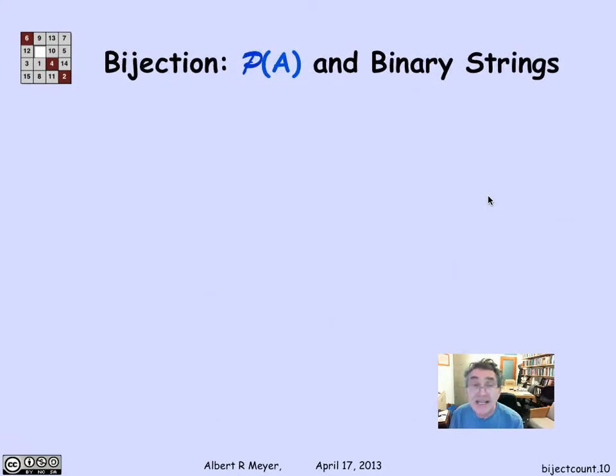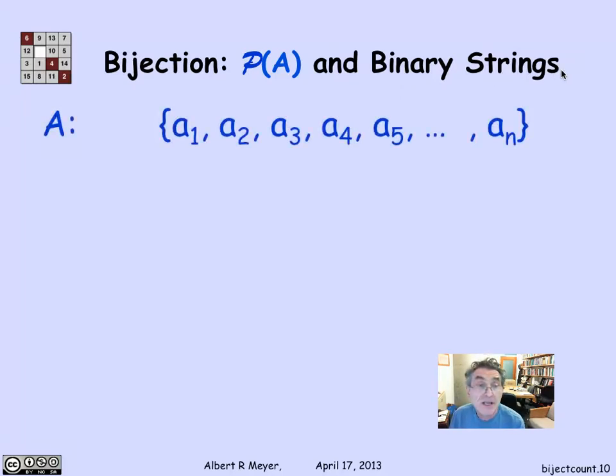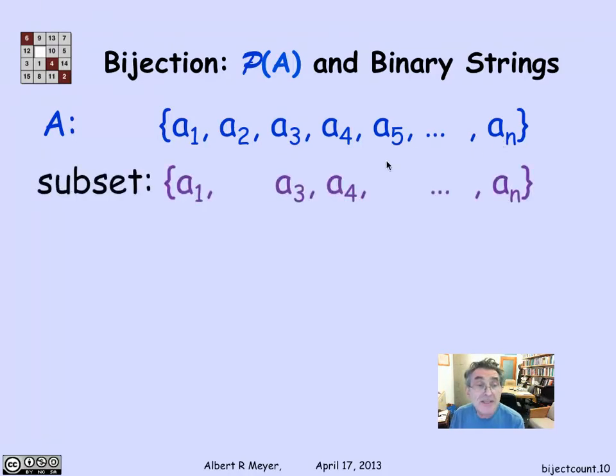Let's use an example of that, where I'm going to count the number of subsets of a set A by finding a bijection between the subsets of a set A and something that I do know how to count. In fact, we've already counted them, the binary strings of a given length. What's the bijection? Well, suppose that A is a set of n elements, call them A1 through An, and I have some arbitrary subset of A.